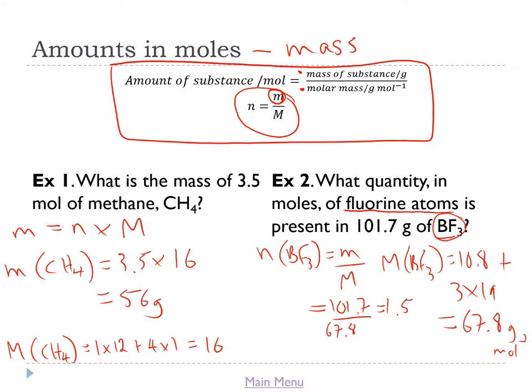However, we don't care about the number of moles of BF3. What we're looking for is the number of moles of fluorine atoms in that many moles of BF3. So we're going to say the number of moles of fluorine equals 1.5 times by 3, because every BF3 has 3 fluorine atoms in it. So 1.5 times 3 equals 4.5 moles, and that is our final answer.